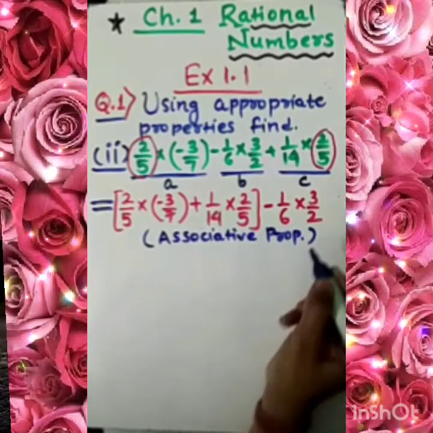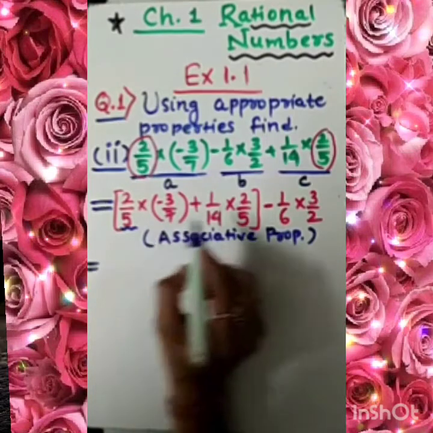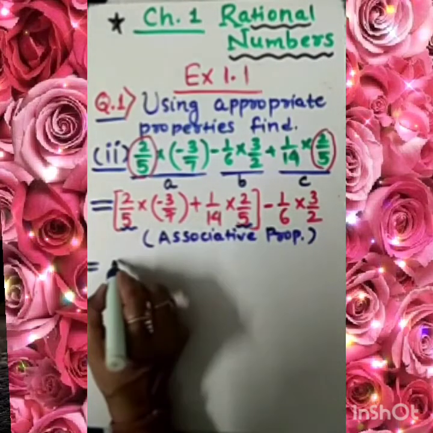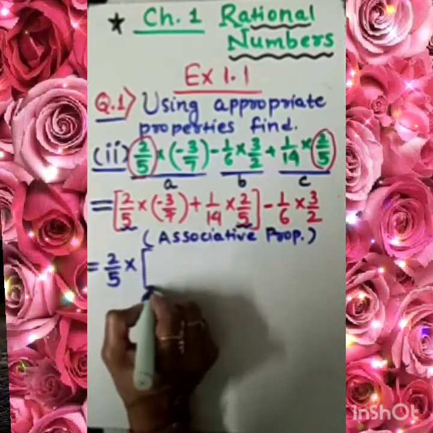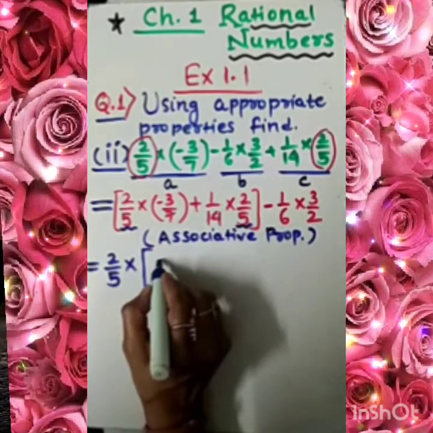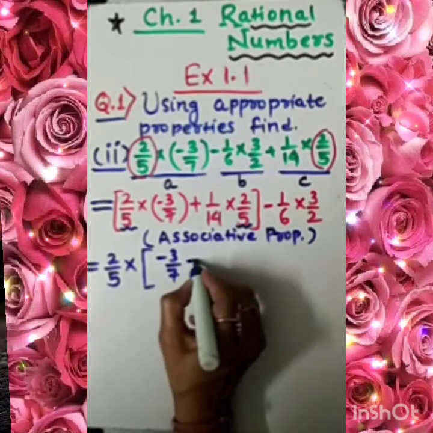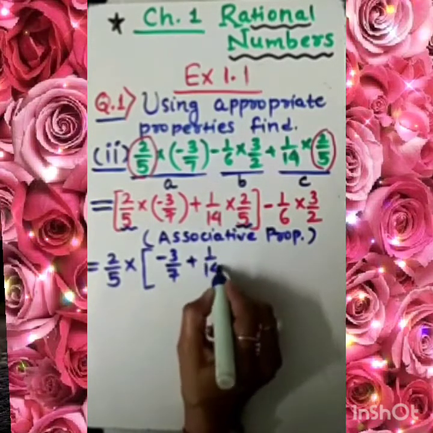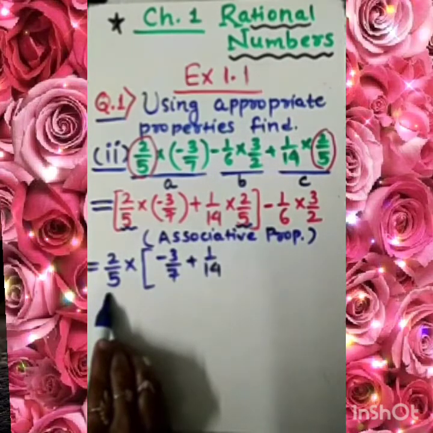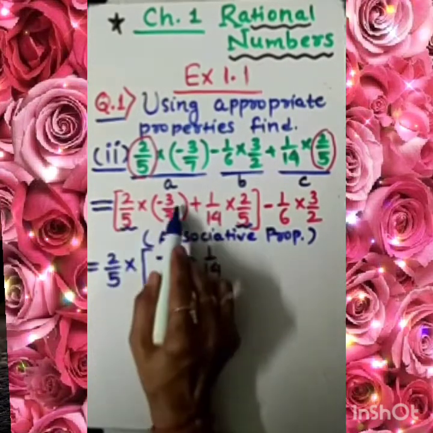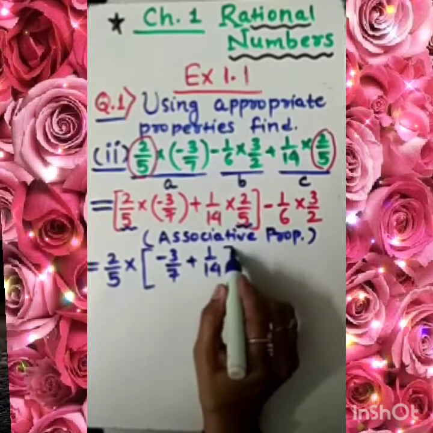We have applied associative property. Now, as we know, here 2 by 5, here 2 by 5 is common. So, let me write it outside the bracket. Inside the bracket, what is left here? Minus 3 by 7 will be left. And here plus 1 upon 14, because 2 by 5 I have already taken outside the bracket. From these two terms, this will be left inside. And here 1 upon 14.